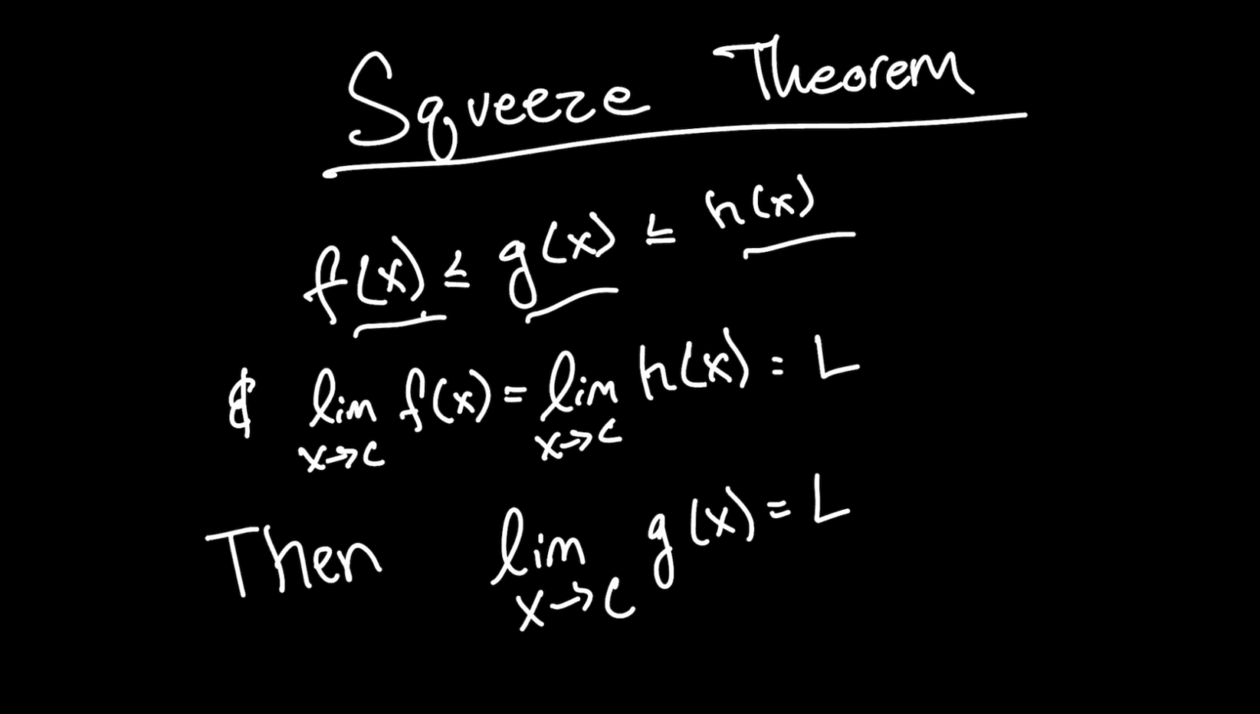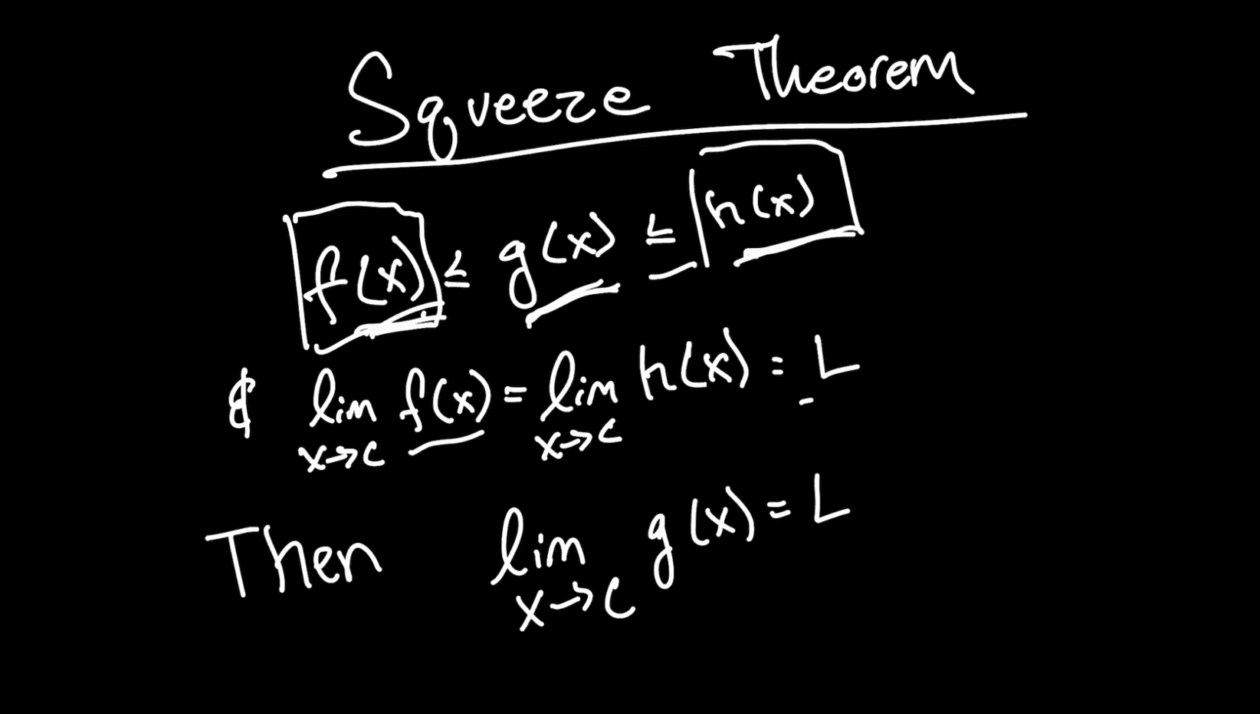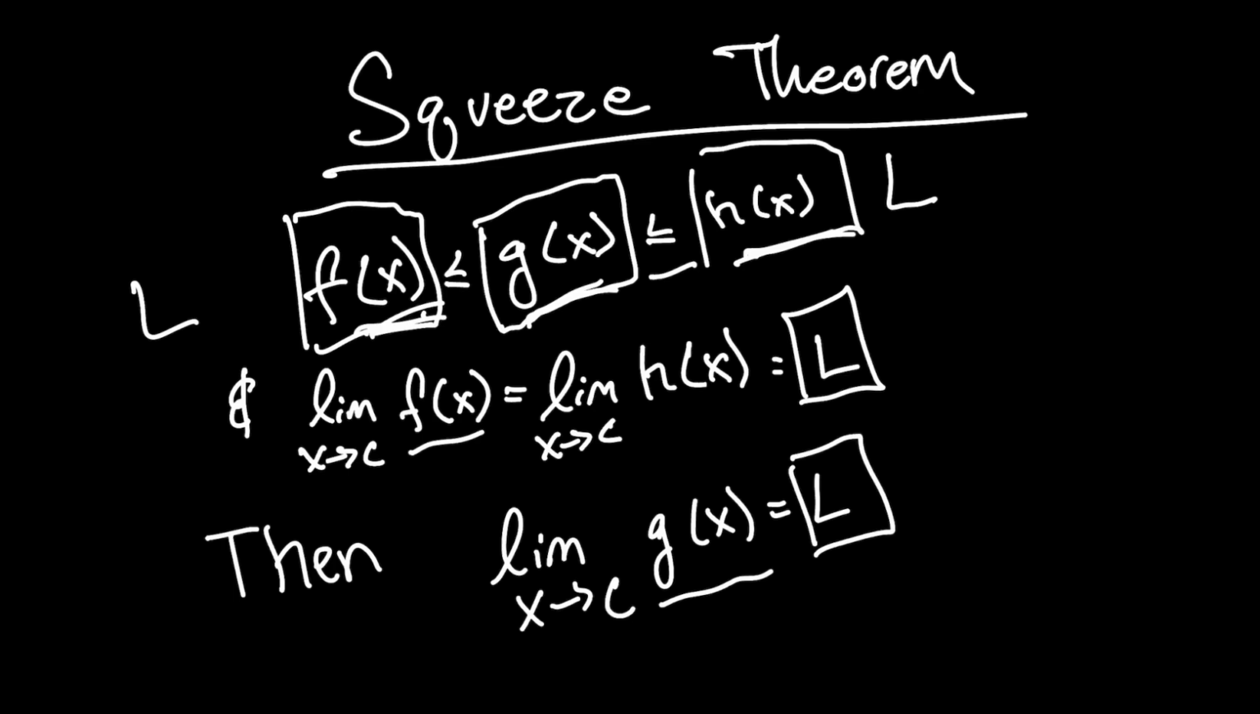Another technique for solving limits is called the squeeze theorem. Let's say we have three functions, f, g, and h, and f is smaller than g, and g is smaller than h. But if we know that the limit of f and the limit of h both go to the same value, well, because this is equal to L and this is equal to L as they approach c, it must follow that the middle function, g, must also go to L.